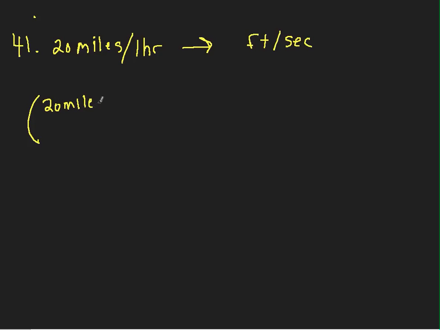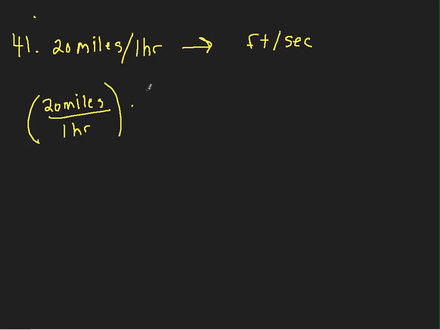there's 20 miles in 1 hour. And what they want is how many feet per second. So they want it in feet per second. Okay, so let's start with our original thing. We have to set up a ratio: 20 miles in 1 hour.